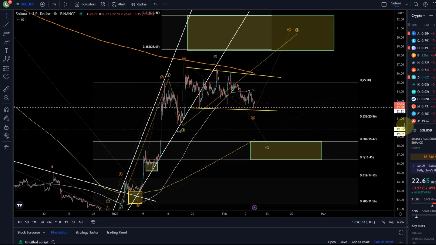So strategy-wise, there are a few things to do here, possibly. You could enter here with a long trade if you see a reversal coming in the C wave. You could just try to catch the falling knife here, because we're at support.